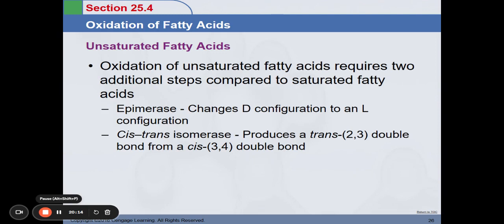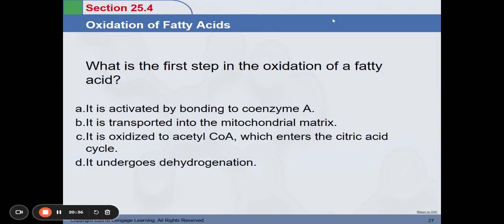We have epimerase, an enzyme that changes D configuration into L. D is dextrorotatory and L is levorotatory. If you can remember that in your organic chemistry, I think that's the chirality topic. And we have cis-trans isomerase that produces a trans 2,3 double bond from a cis 3,4 double bond. So this again is a question. Okay, you can pause the video, but I'll show you the correct answer instantly so you will not wait for long minutes to know the answer. Okay, the answer is letter A.